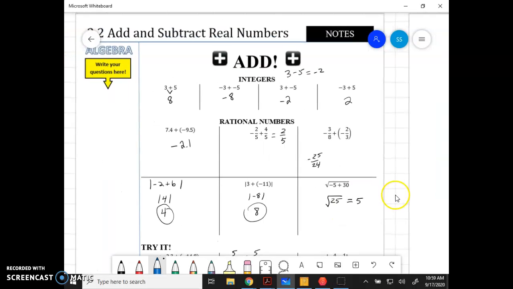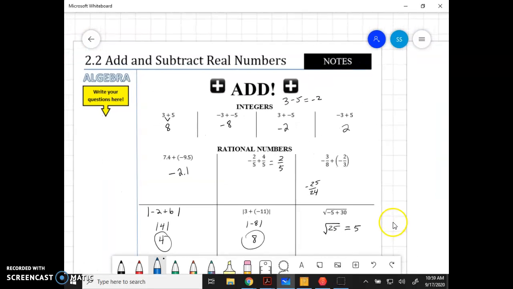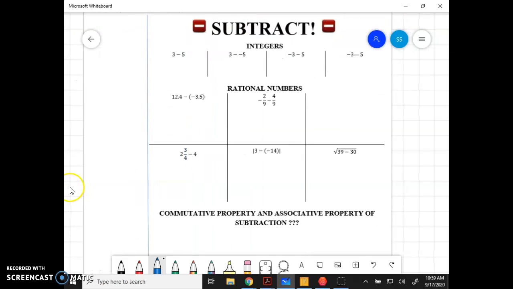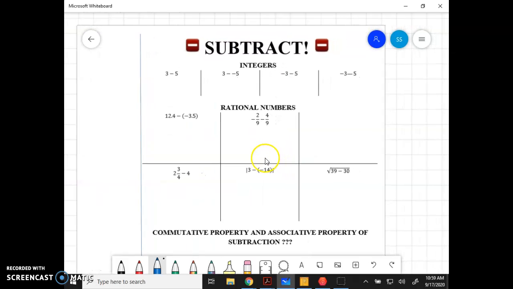Okay, here we go. This is for Algebra 1. This is 2.2, adding and subtracting real numbers. Last video we looked at adding real numbers. This one we're going to look at subtracting.